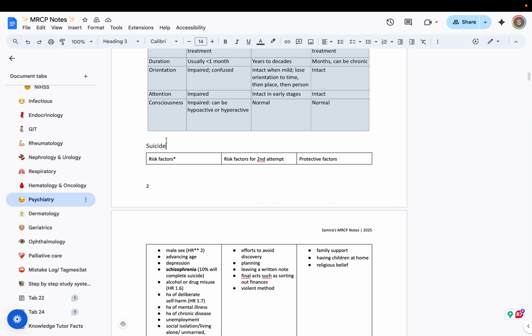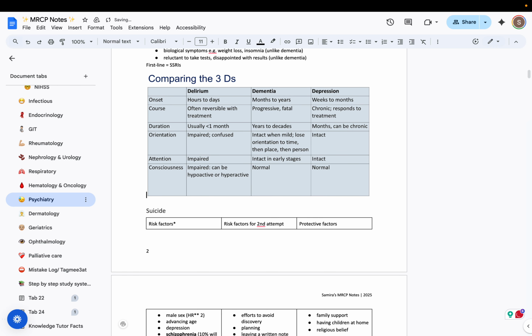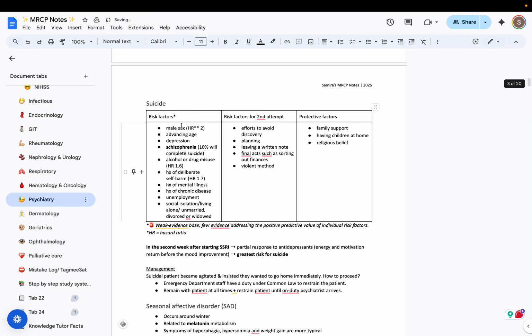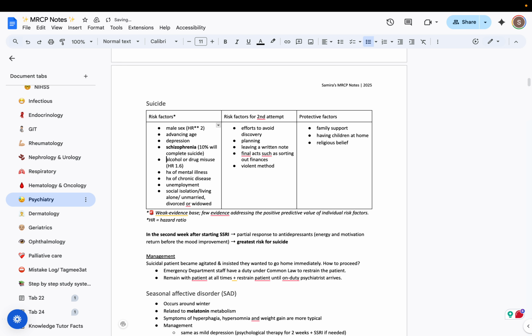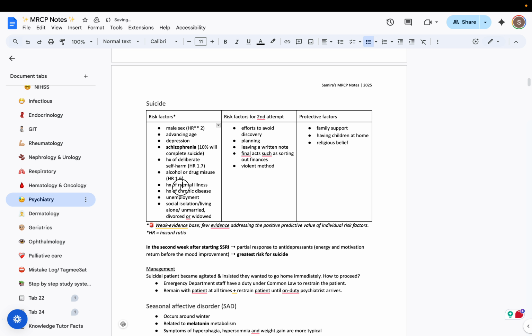Now, for suicide, there are some risk factors. Male sex has a hazard ratio of 2, advancing age, depression. Schizophrenia is high risk for suicide. 10% of people with schizophrenia will go on to complete suicide. Alcohol or drug misuse, history of deliberate self-harm, history of mental illness, chronic disease, unemployment, social isolation, being unmarried, living alone.